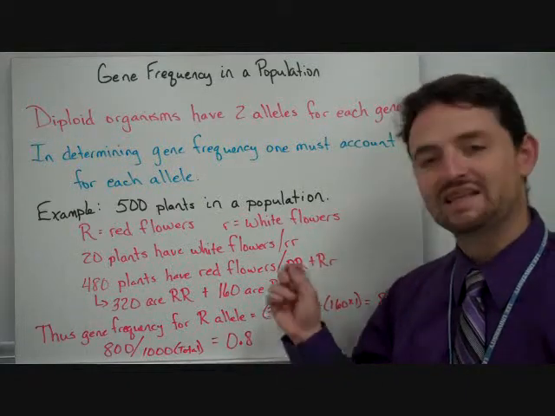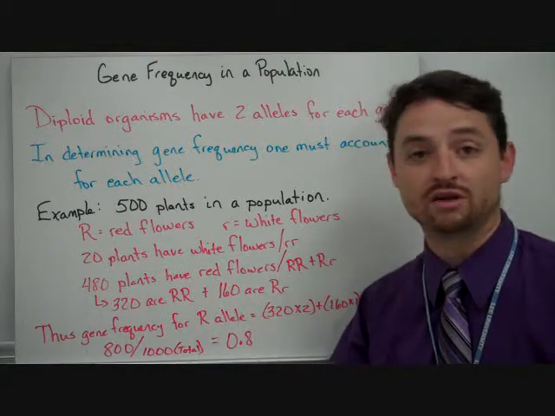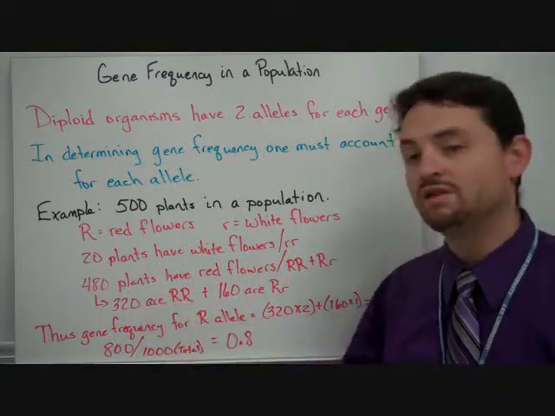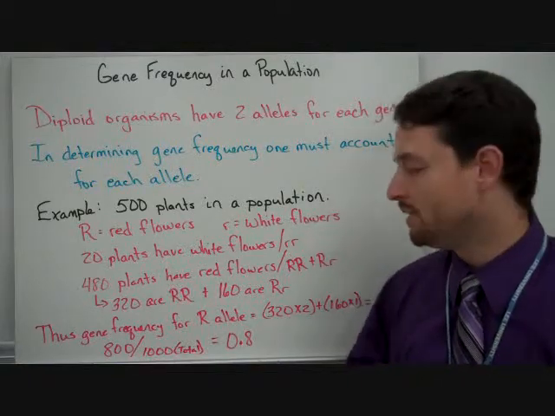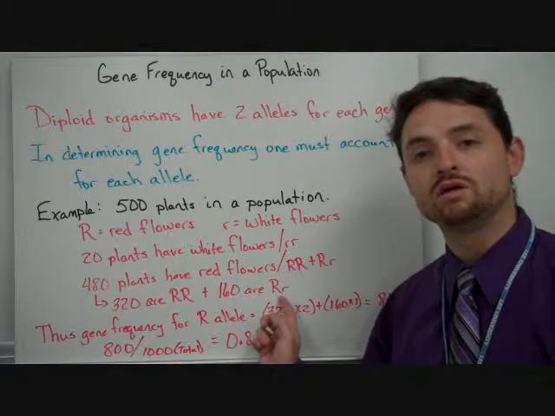So then let's take that a step further, and let's say that we know information that we may not know if we just encounter this population in nature, and say that we know that 320 of them are big R big R, whereas 160 are big R, little r.